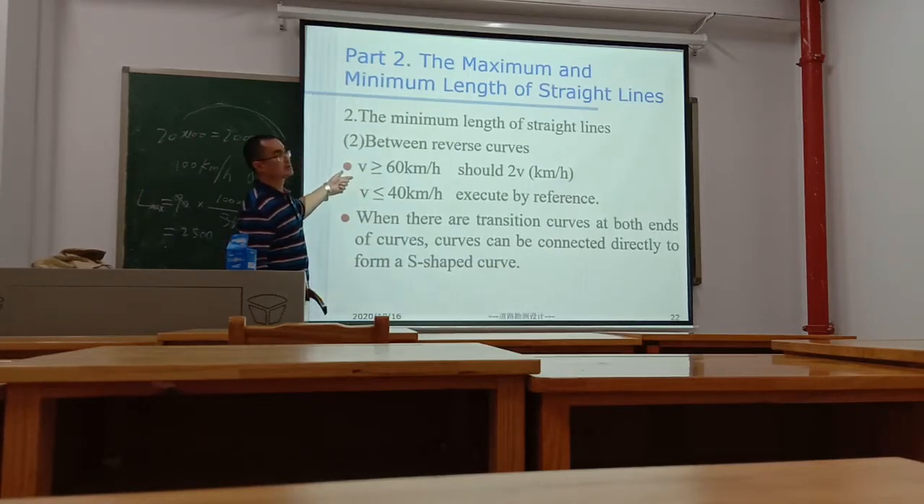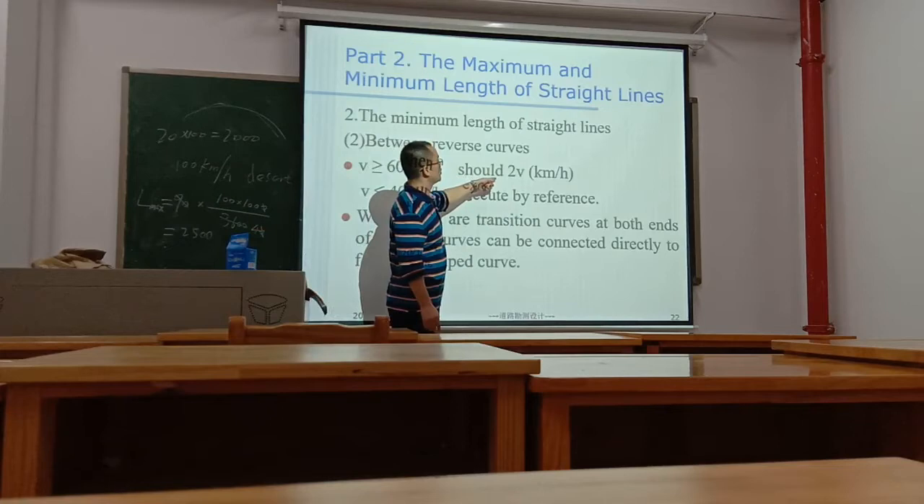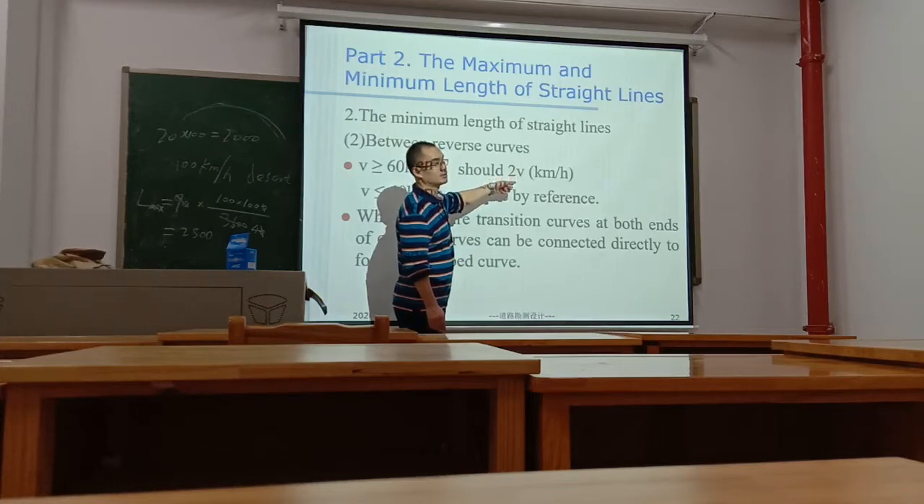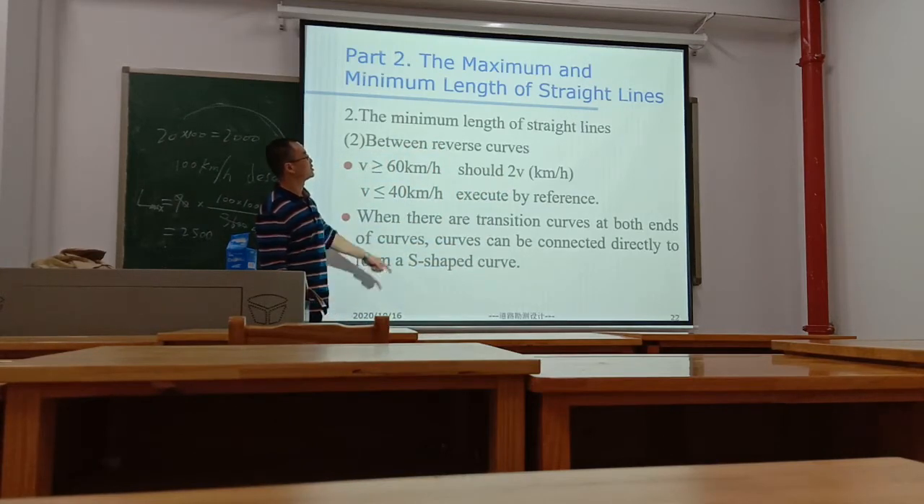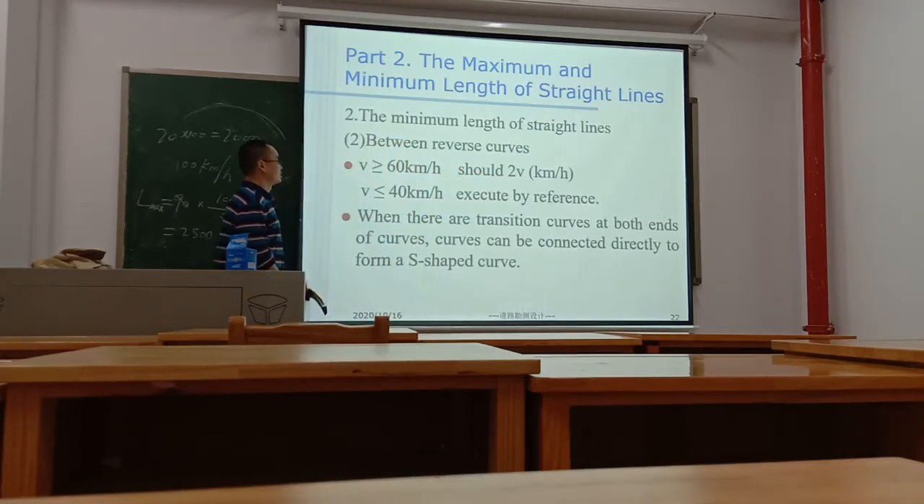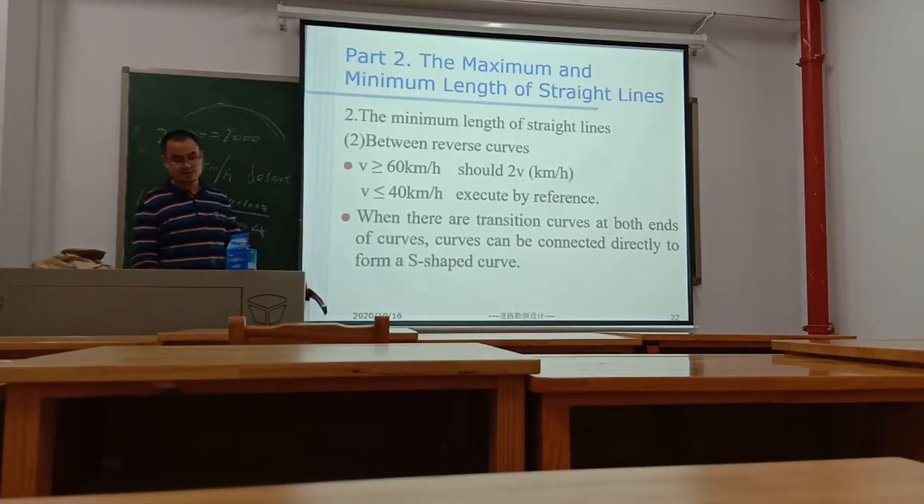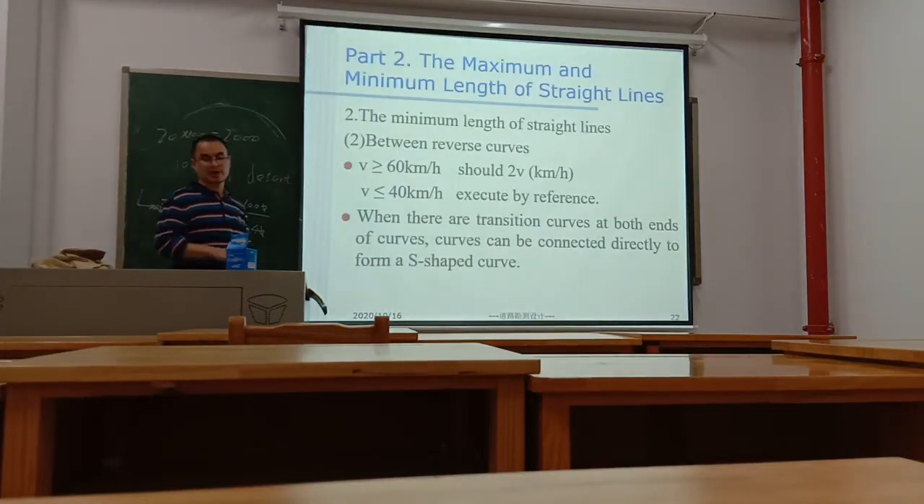Do you understand? The length between reverse curves should be greater than or equal to 2 times V. For the same direction curves it is 6 times V. When there are transition curves at both ends of the curves, the curves can be connected directly to form an S-shaped curve. What's an S-shaped curve?